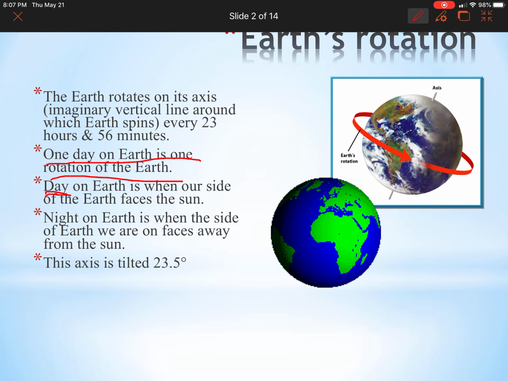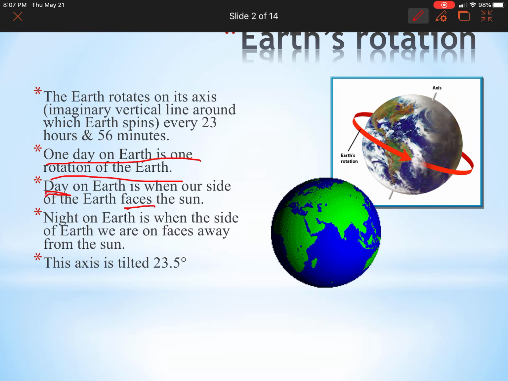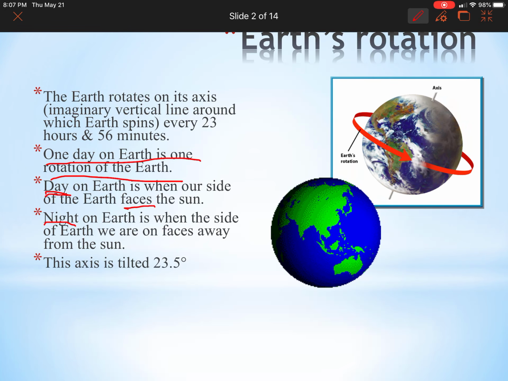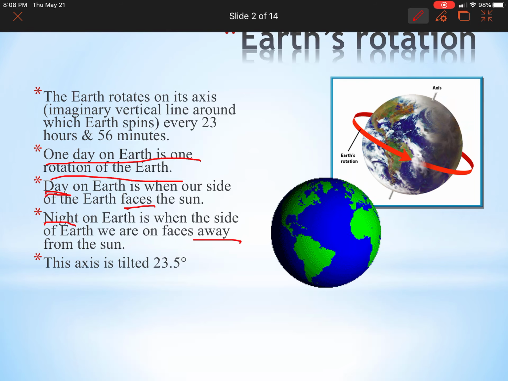is when the part of the Earth you are on faces the sun. So it's when you're going to face the sun. And night on Earth is when the side of the Earth we are on faces away from the sun.